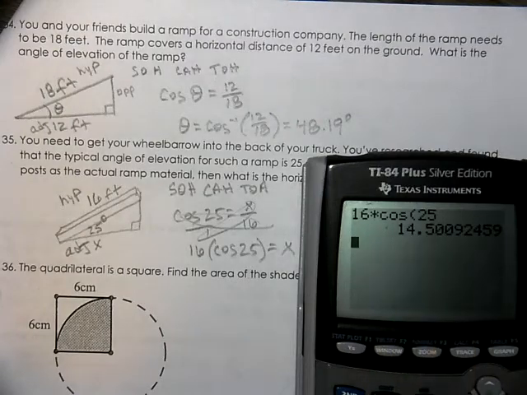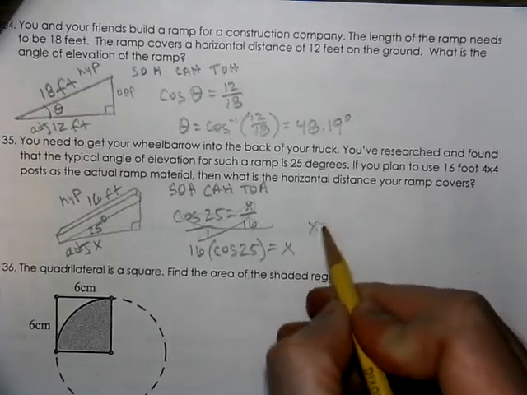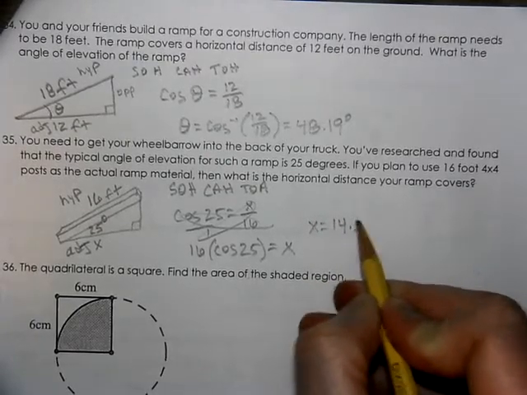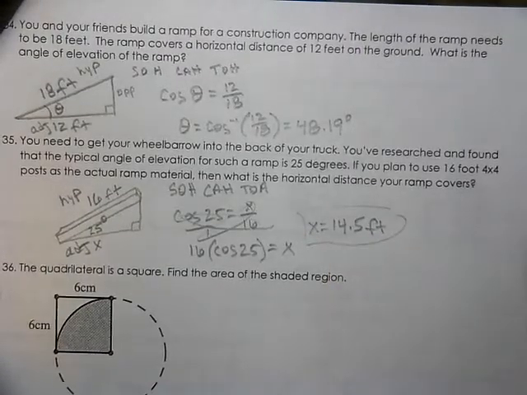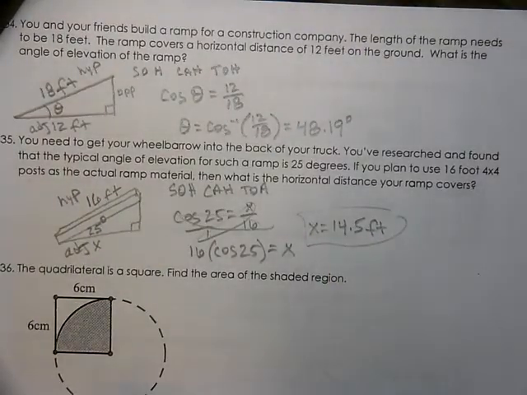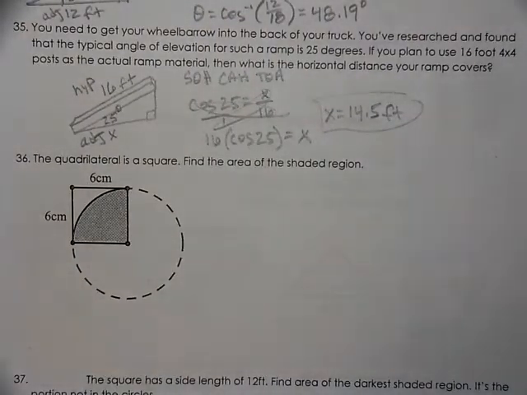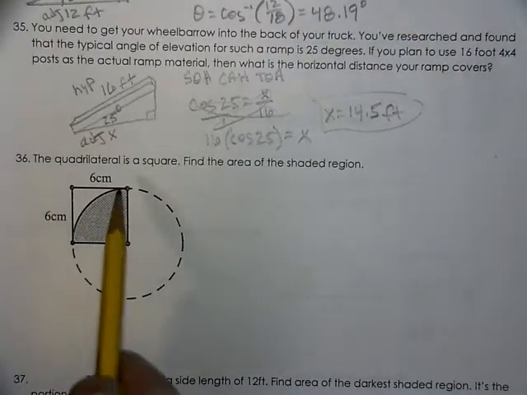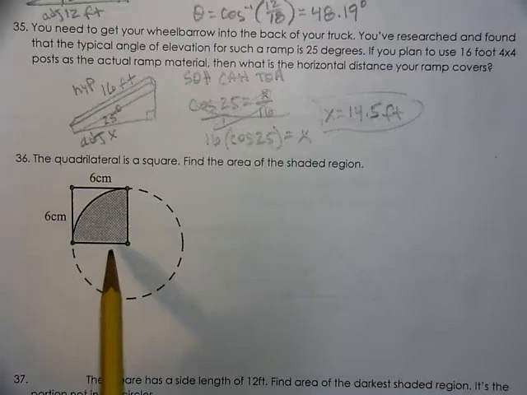So we get 14.5. And the units for that would be feet. The quadrilateral is a square. Find the area of this shaded region.